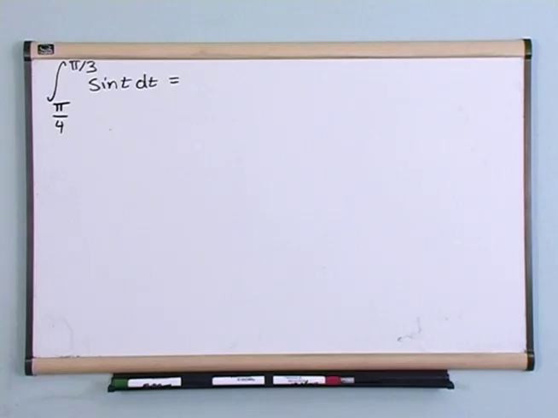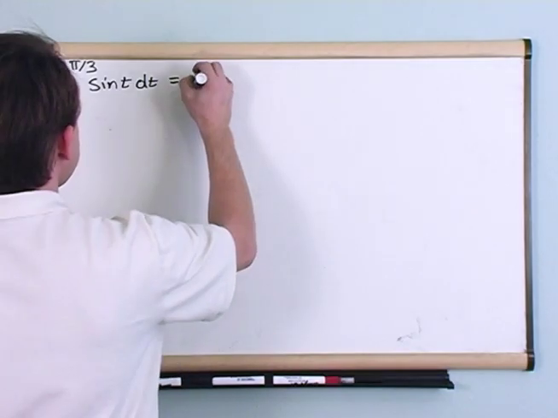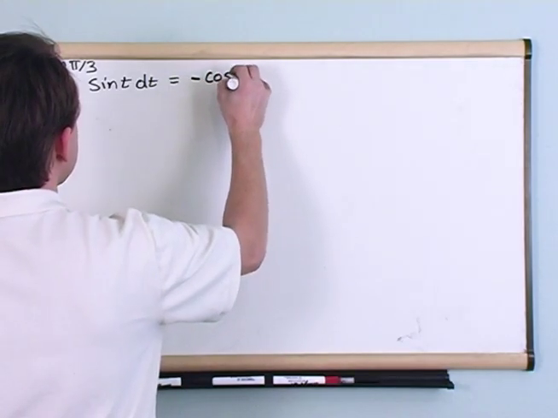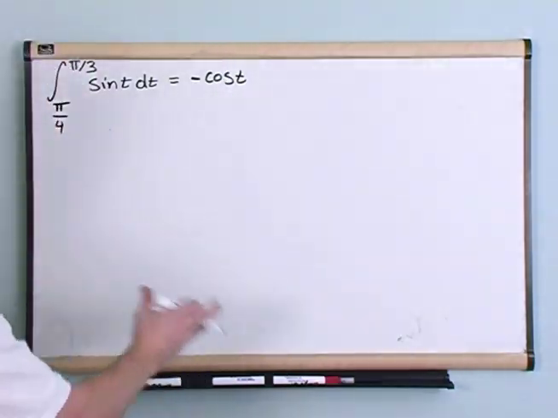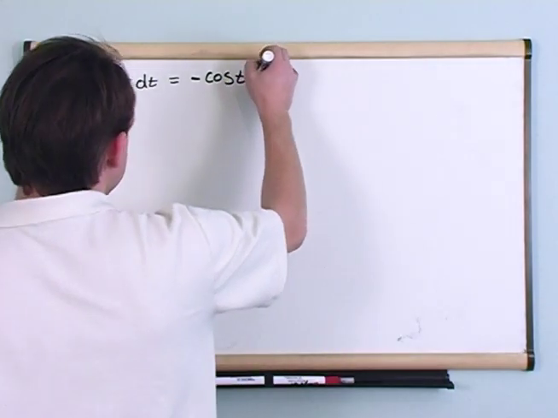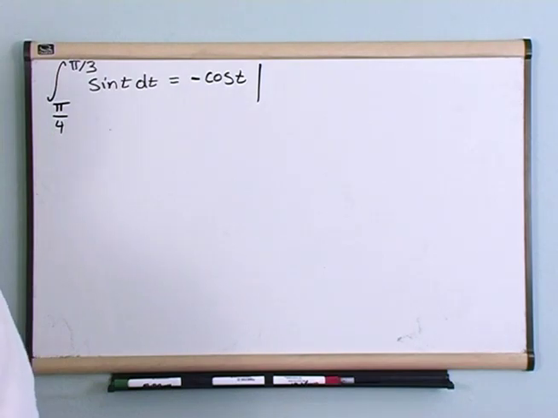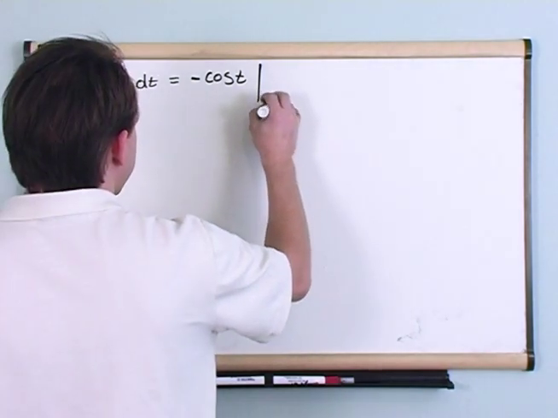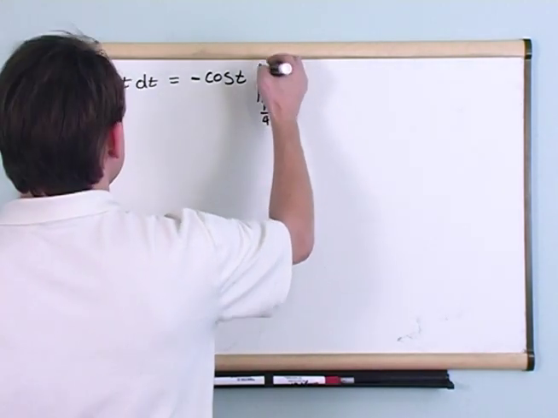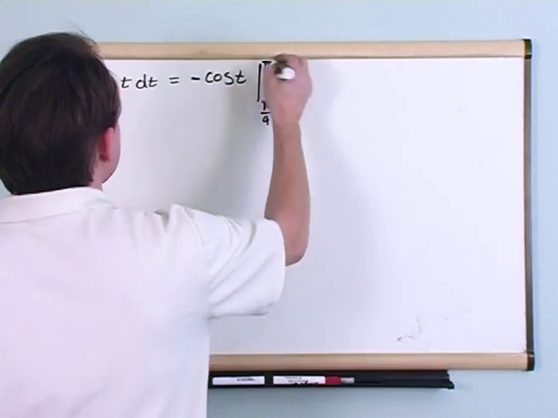Now, if you look back not too long ago, I told you what the integral of the sine function is, and that's negative cosine of t. That is the integral of the sine function. And you can find that in your textbook as well. It's just going to be given to you there. And you evaluate that from pi over 4 to pi over 3.